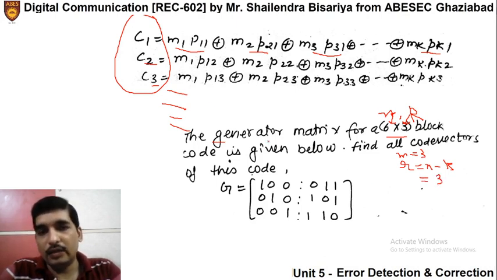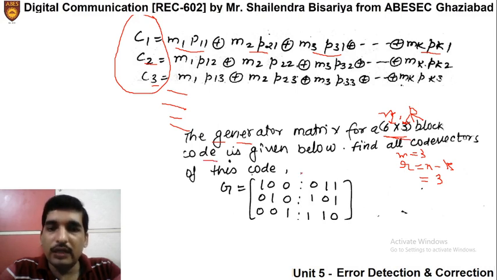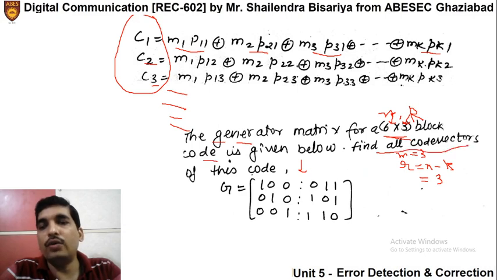Okay, now read the question. The generator matrix for 6, 3 block code is given below. Okay, this is known to us. Find all the code vectors of this code.